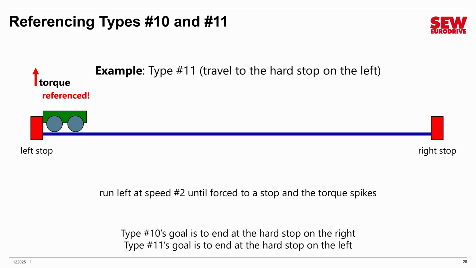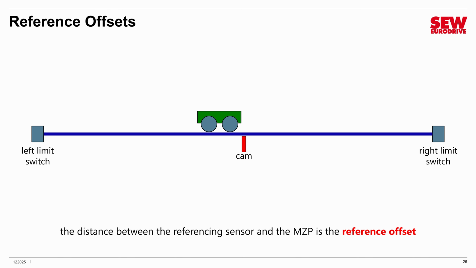We've covered all the referencing modes. Now we need to move on to something else, which is potentially a little confusing, but it's actually very important, and that is something called reference offsets. So what is a referencing offset? Well, by definition, it's the distance between the referencing sensor and the machine 0 position. Now you might be thinking, well, wait a minute, isn't the sensor always at 0? And the answer is sometimes, but not always. Let's dig into this a little more deeply.